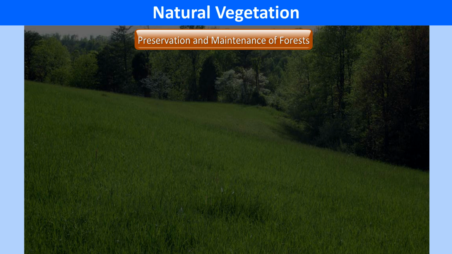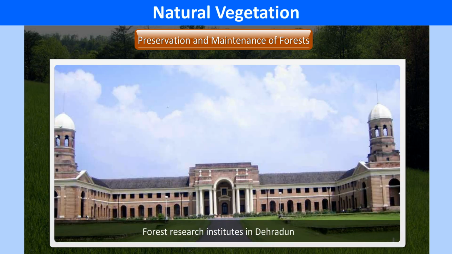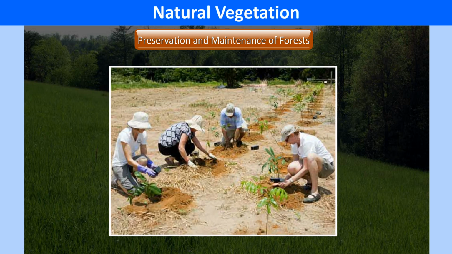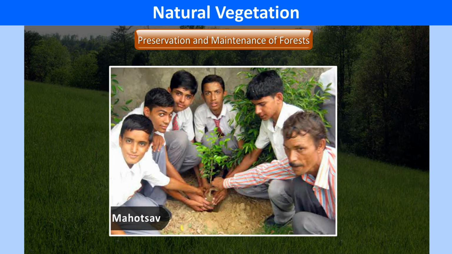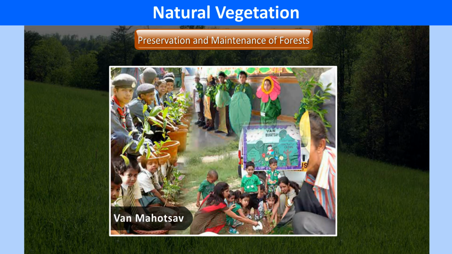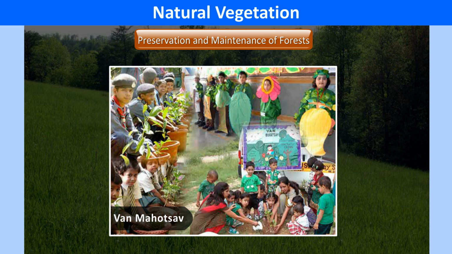Preservation and maintenance of forests. Forest research institutes have been set up at Dehradun in Uttarakhand and Coimbatore in Tamil Nadu. There is a proper government policy for protection, preservation, and development of forests. The government has put certain controls on export of forest products and made sandalwood oil a restricted item of export. Social forestry programs like Van Mahotsav, which involve planting thousands of trees along roads, railway lines, and hill slopes, help in increasing the green cover in the country.